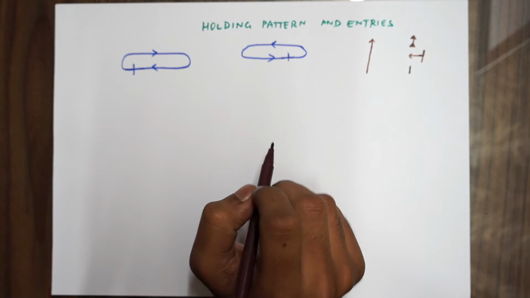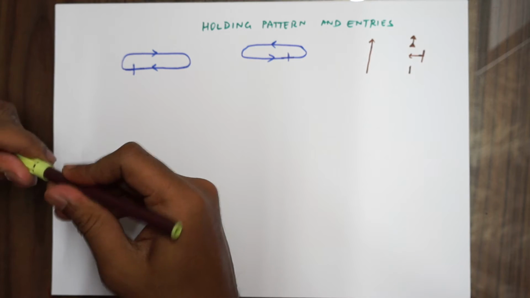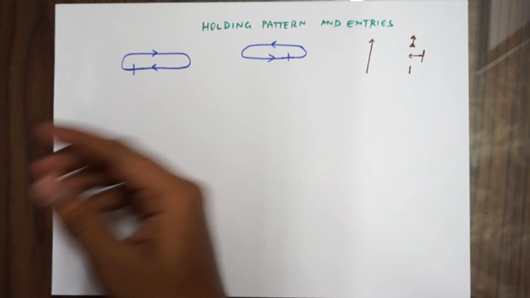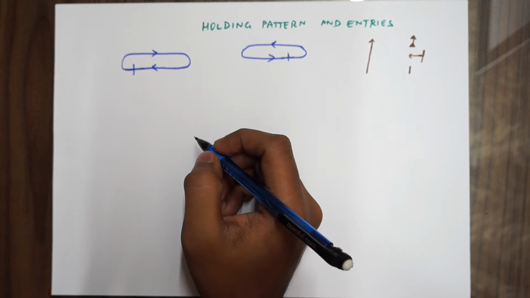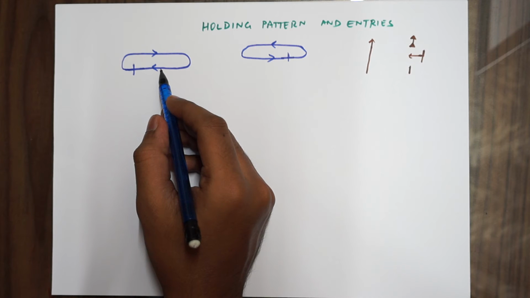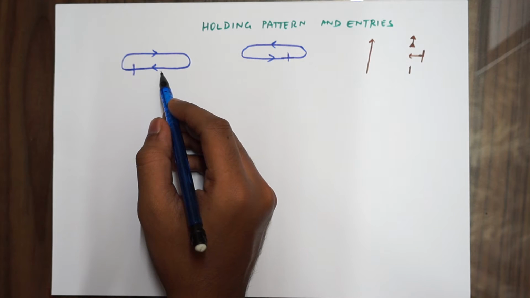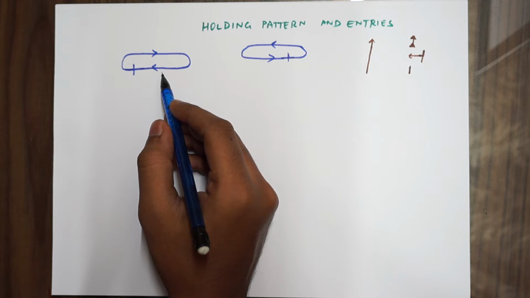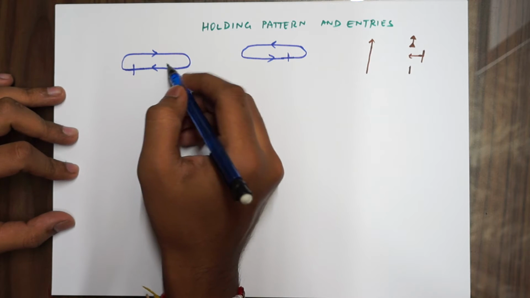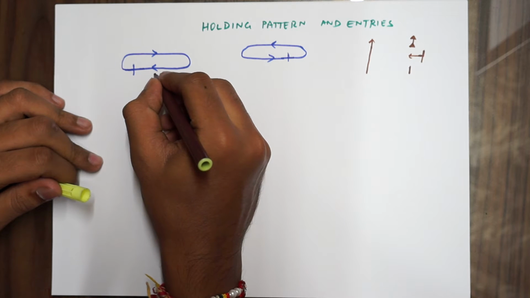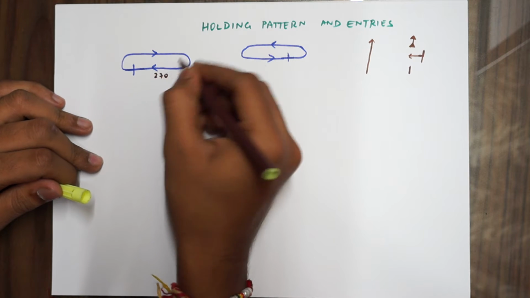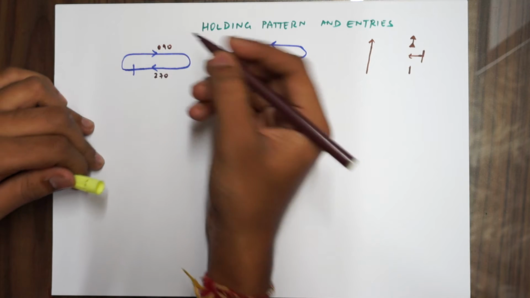Before we start entry patterns, I wanted to show a simple trick that will help you. Let's take a standard hold; I will use a standard hold in this video so that it becomes easier to understand. The first step is to understand how to enter. In the inbound leg we set the opposite, so the inbound leg here is 270, outbound is 090.